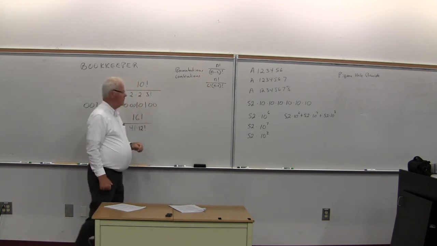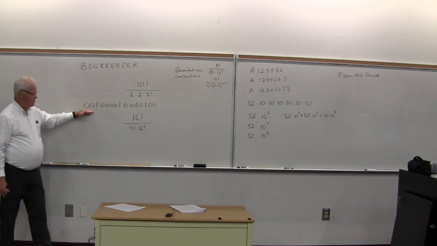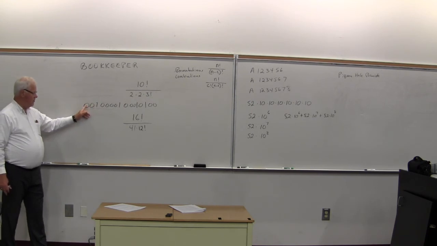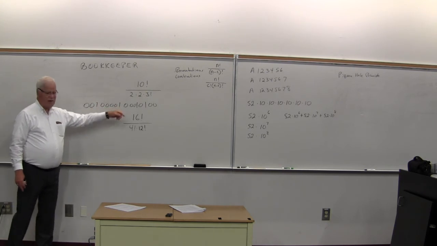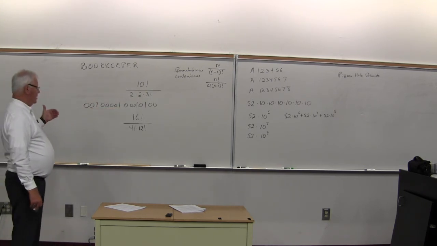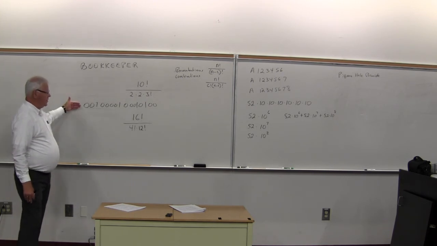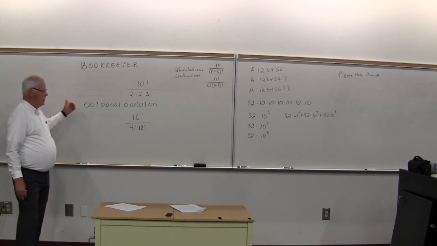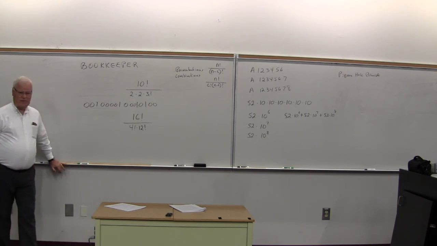Well, let's see. This was combinations, wasn't it? Because does it matter whether these two zeros get switched or not? Or whether these ones get switched or not? So this one was an example of combinations. Are there more combinations or more permutations?